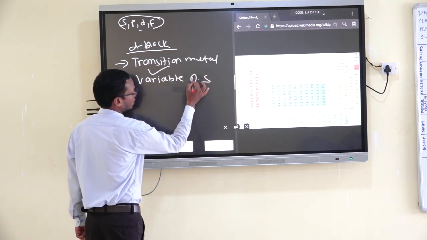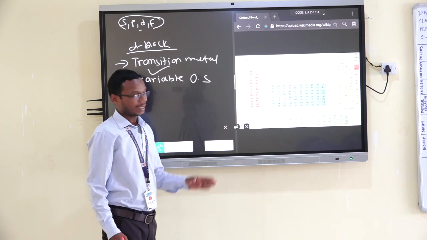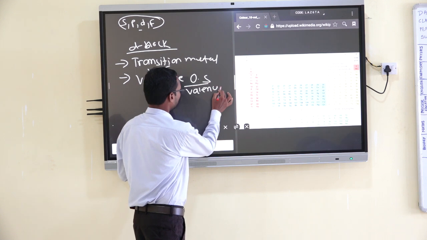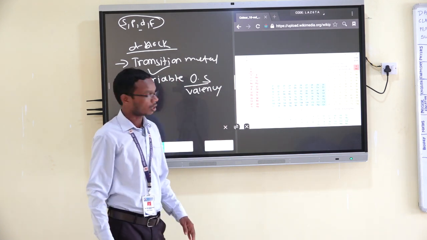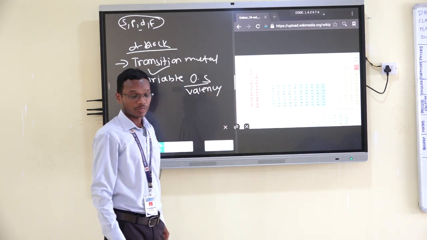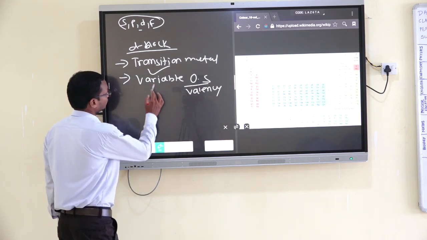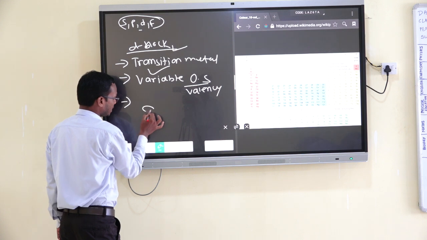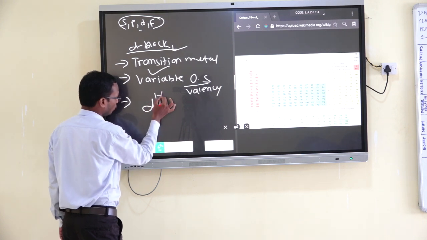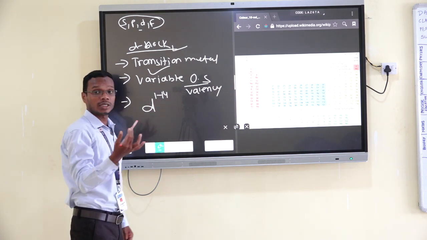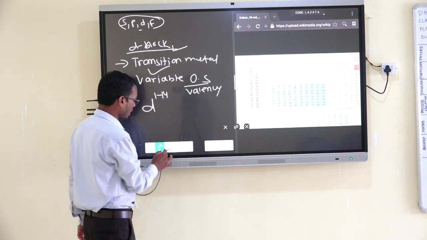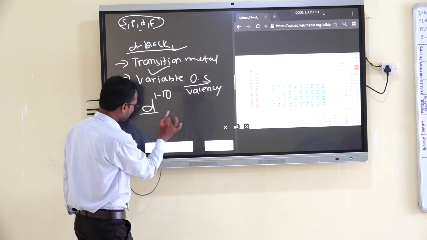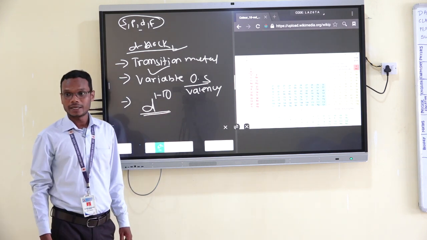Variable oxidation state. What is oxidation state? Oxidation state relates to valency, which we will study later. One important thing is that in the D block, the last electronic configuration is in D, that is 1, 2, and so on. What is the maximum number of electrons in the D orbital? In the D orbital, the maximum is 10. So the last electronic configuration is D.